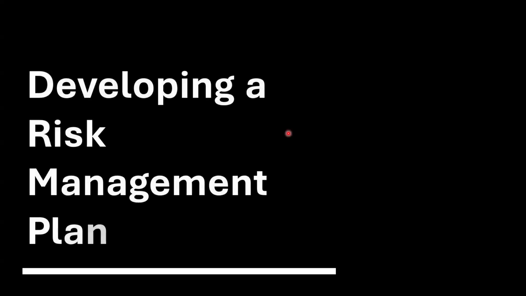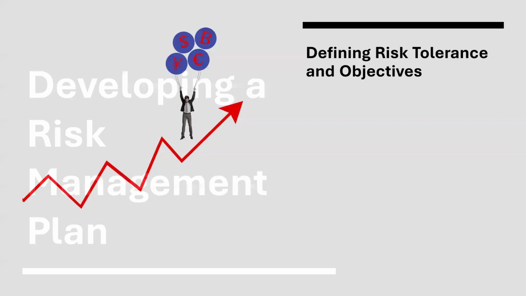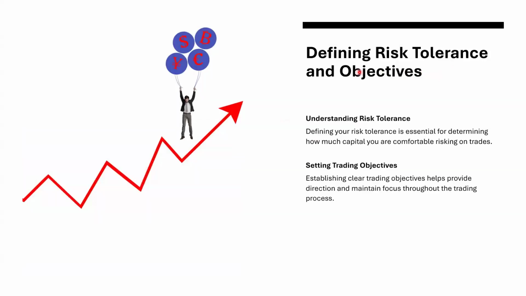So let's move on to developing a risk management plan. What are the things that we need to understand? Defining risk tolerance and objective. You've got to understand risk. What we are dealing with is risk management. We're not talking about strategy this time around. We're not talking about psychology, or gathering experience. We're talking about purely risk management and defining risk tolerance and objective.